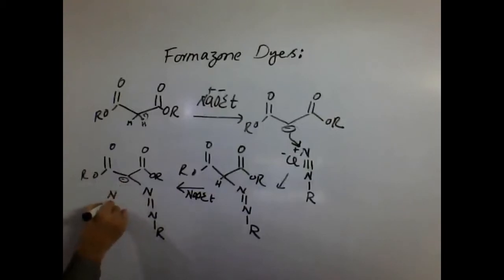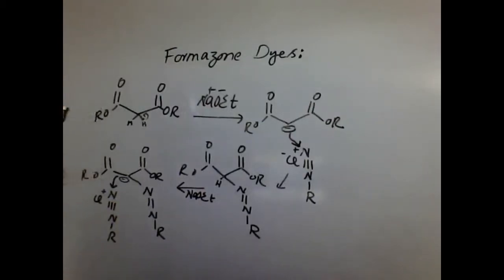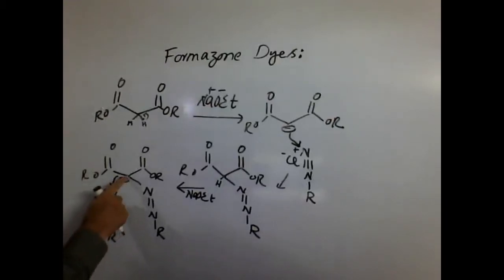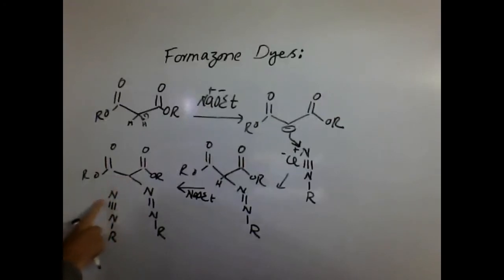Now if we bring in another molecule of diazonium salt, similarly the negative charge will attack at the nitrogen which carries positive charge. So what will be the resultant? As a result, we can see that there will be a new bond between these two bodies. Then we will be able to write it this way.